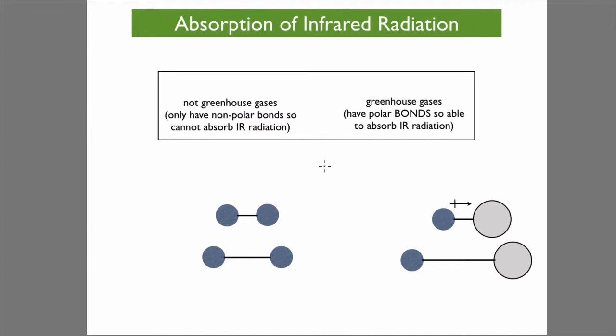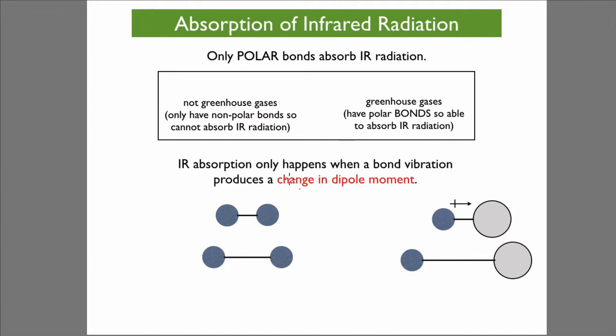Absorption of infrared radiation. Only polar bonds absorb infrared radiation. So infrared absorption only happens when a bond vibration produces a change in dipole moment. Okay? So nitrogen and oxygen aren't greenhouse gases. They only have non-polar bonds, so they can't absorb infrared radiation. Conversely, carbon dioxide and methane, which are greenhouse gases, have polar bonds, so are able to absorb infrared radiation.